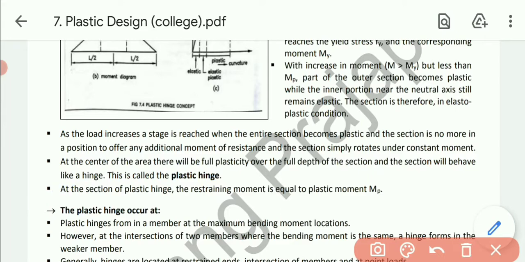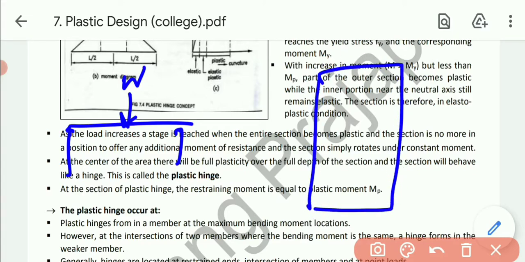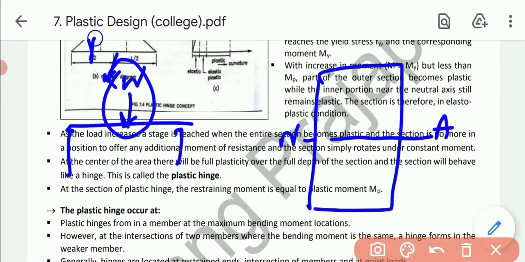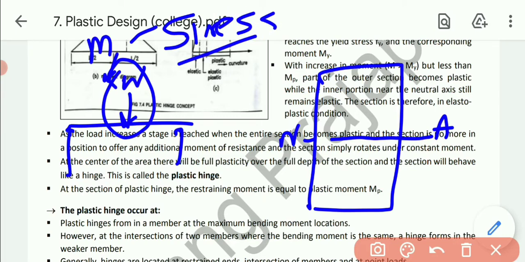So let's understand this theory in a simple manner. Let's take a simply supported beam like this and apply a central load here. The cross section of the beam will be like this, and this one is our neutral axis. Now whenever I keep on increasing this load, it will create a moment, and at the same time stress will also be produced. So as we keep on increasing our load, ultimately it will keep on increasing the moment as well as the stress.